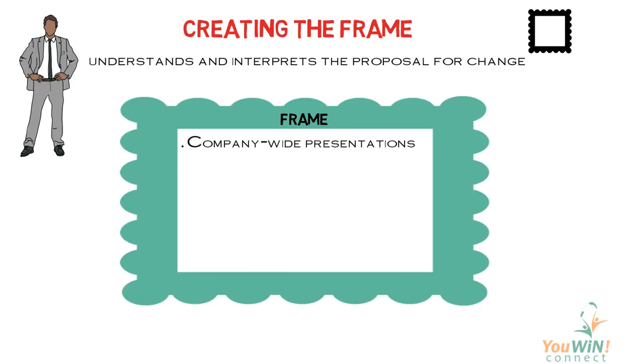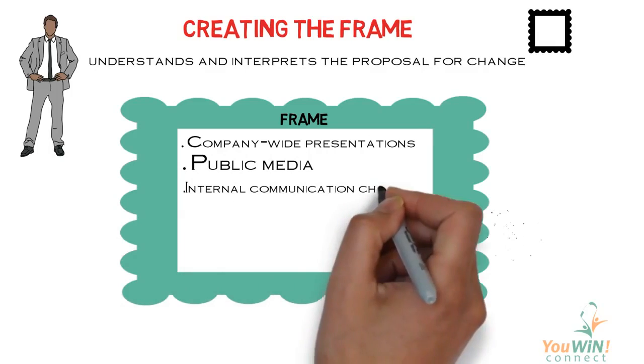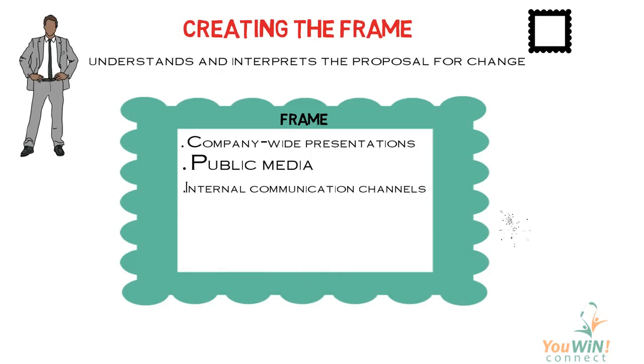It consists of communication through public media. This channel is normally used for large or serious change projects. For example, the company managing director may grant a newspaper interview to speak about a restructuring program. Internal communication is also important, such as emails, intranet, and internal monthly or weekly news bulletins.